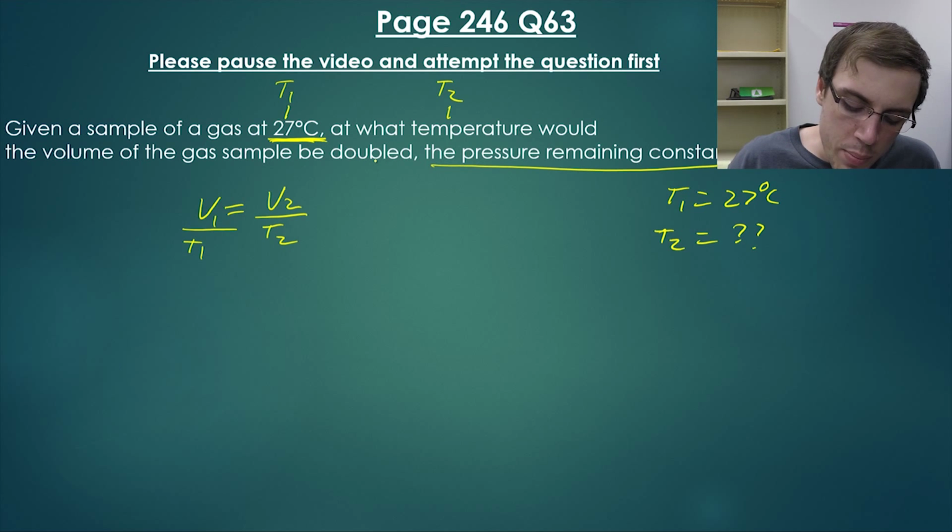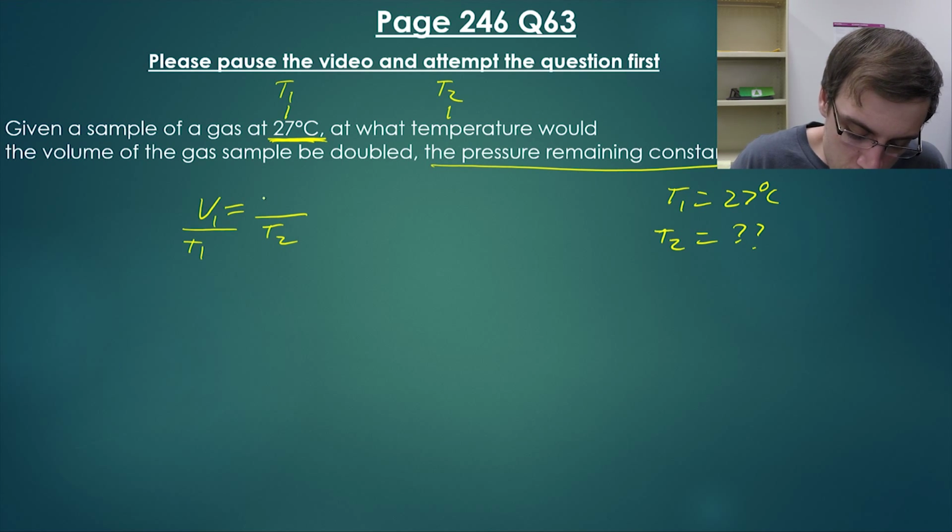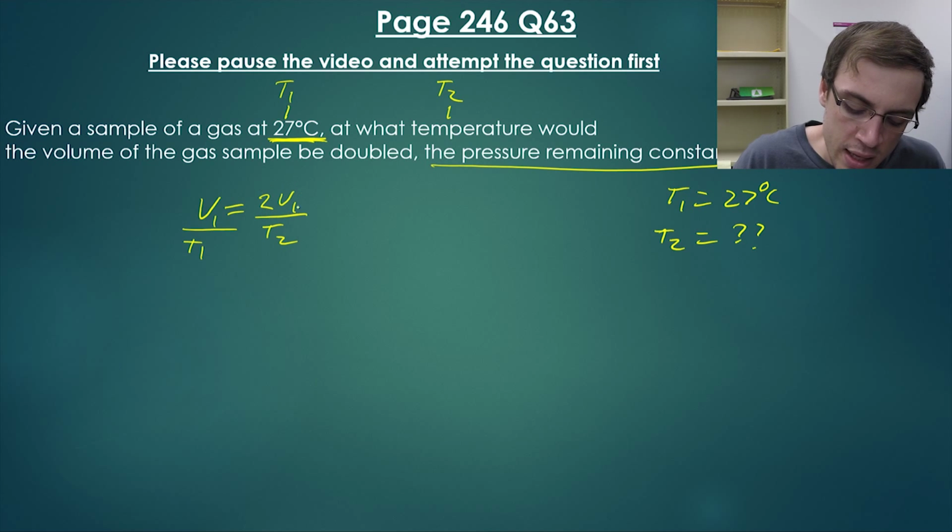So how I'm going to represent that is, instead of putting V2, because we don't know a V2, I'm going to put 2V1, because it's saying that the volume of the gas is doubled. So if I have V1 and I put 2V1, this is saying that the gas over here is double V1. It's 2 times V1. So now I'm going to rearrange this formula so that we can get T2 by itself, because that's what we want to calculate.